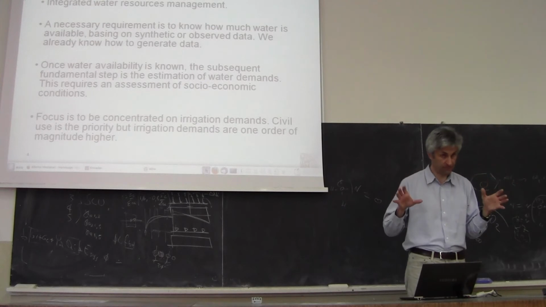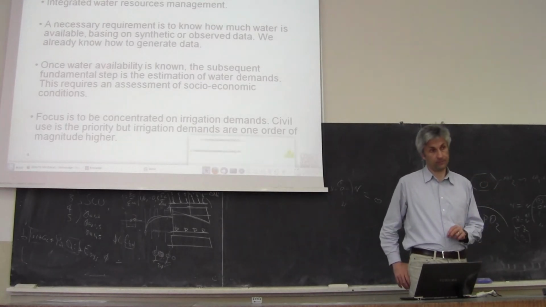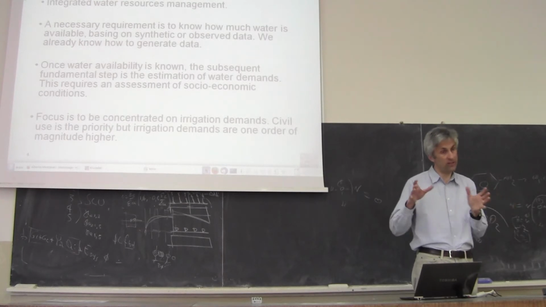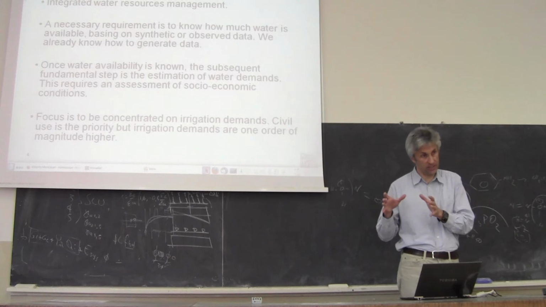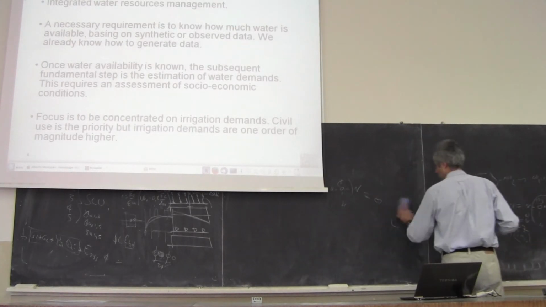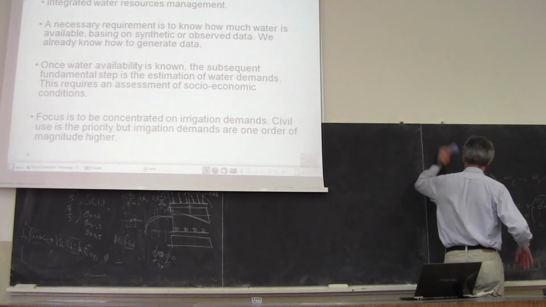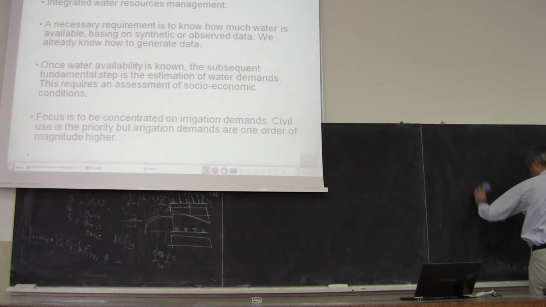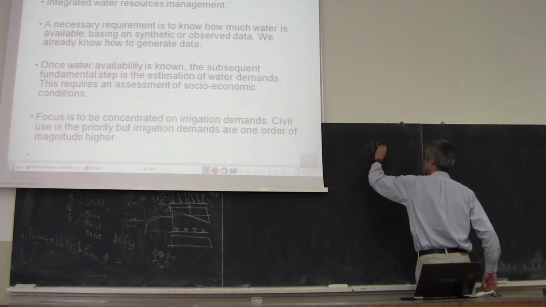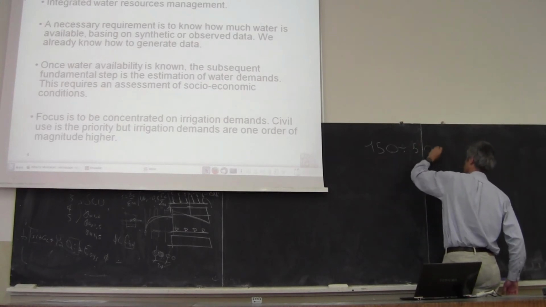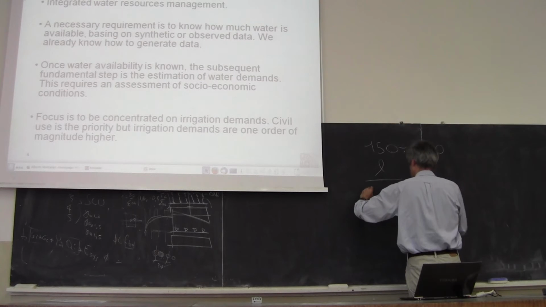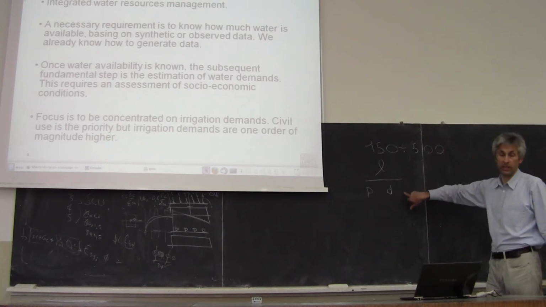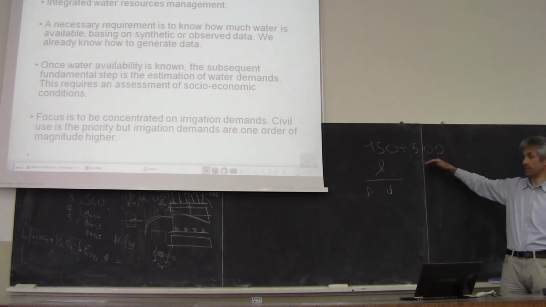And the literature tells us that for civil use, the water demand varies from about 150 to about 500 liters per person per day. And you see significant variability.